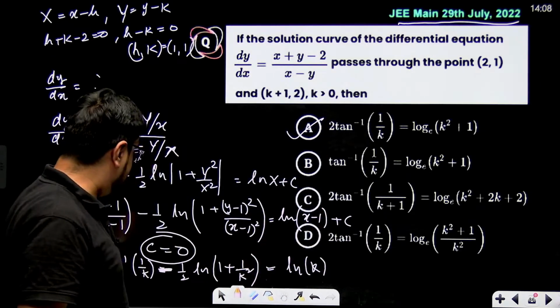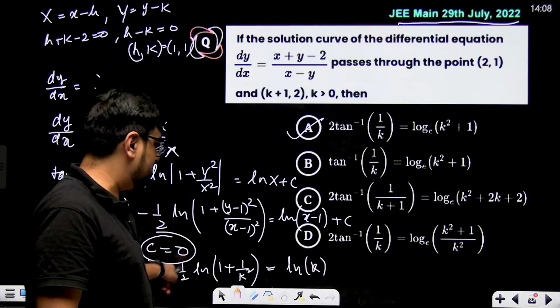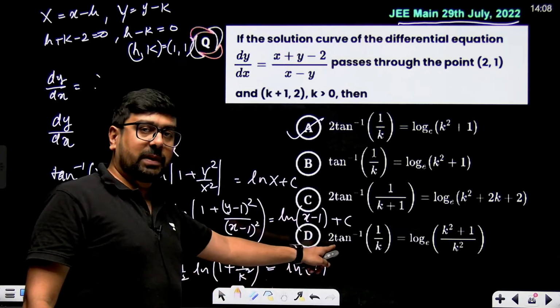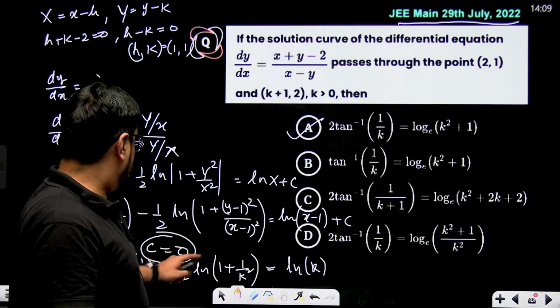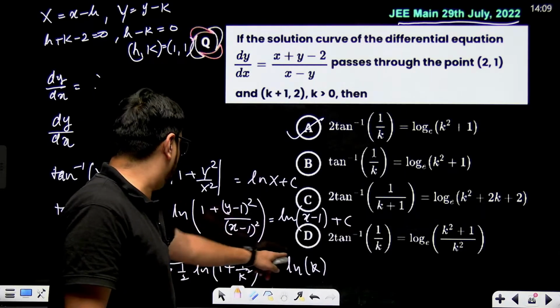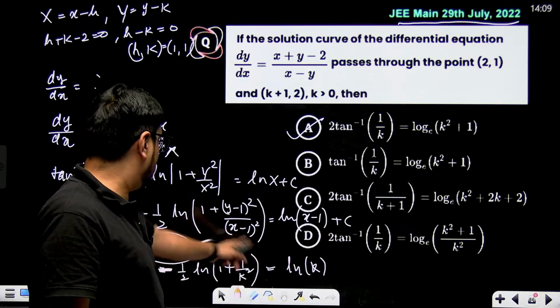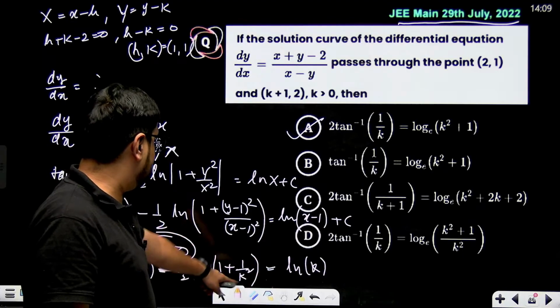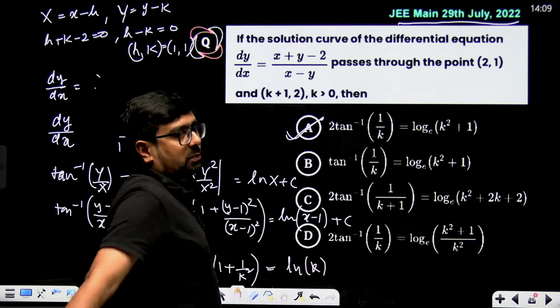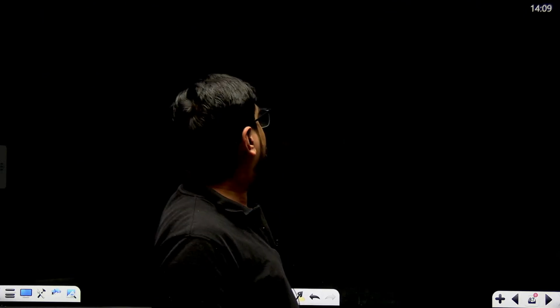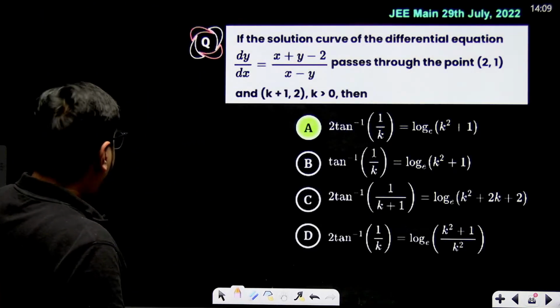Here we are taking LCM, so 2 will go with tan inverse. Then 2 will go on the right side, so it will become k square. Right, k square equal to this entire thing, log of k square plus 1. This will go that side and it will become k square plus 1, and 2 tan inverse 1 by k will be on one side. Option A. You can solve the last part and check that we are getting this.